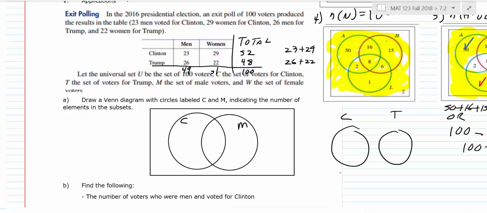Okay, so if you look at the people who voted for Clinton, basically the men who voted for Clinton would be the 23. So that's what goes there. There were 23 men who voted for Clinton. Okay, then I'm going to do the women, or let's do the men who voted for Trump. The women who voted for Clinton would have to be in here. They would have to be there. So that would be the 29, like that.